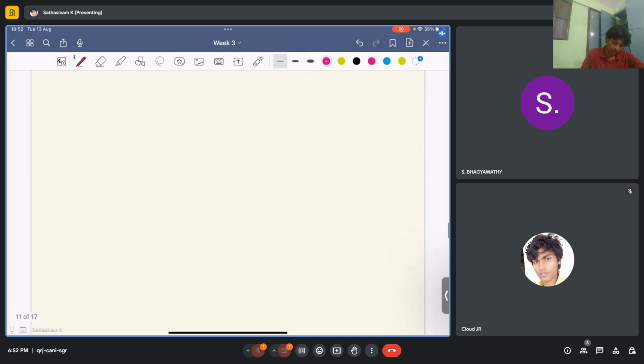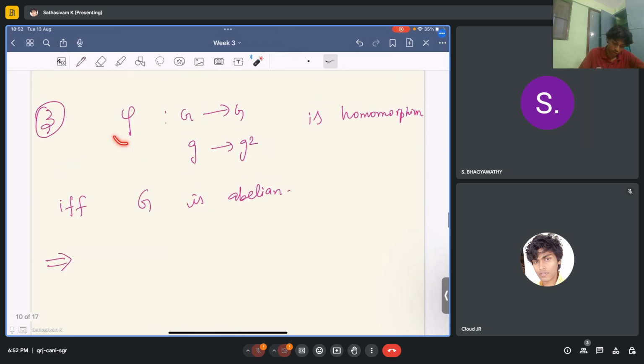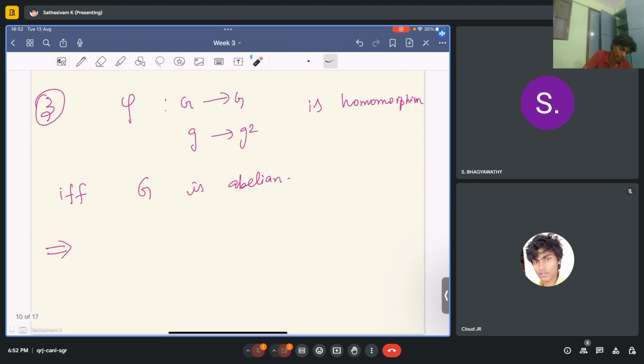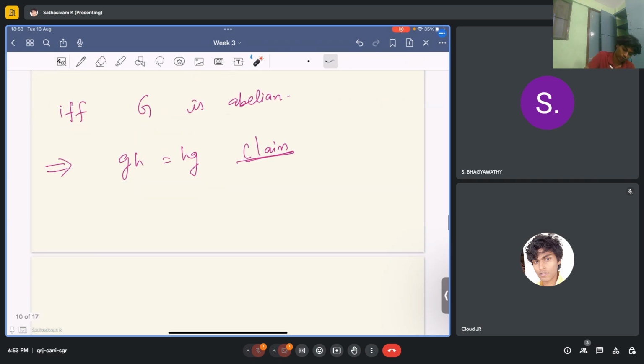In this case, let's assume that this map is a homomorphism, and let's try to prove G is abelian. Here the real problem is, if you want to say G is abelian, what I want to say is gh equal to hg, right? So this is my claim. But the homomorphism has only one element. So the idea is how to bring the h here. That was the actual problem here. Okay, so let's prove it anyway.